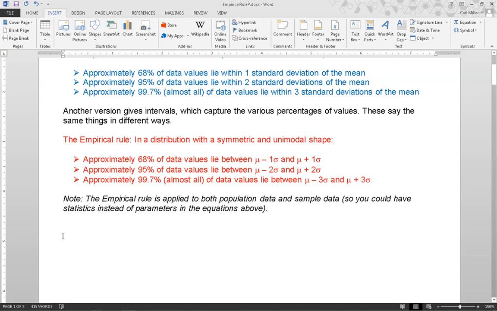Note, the empirical rule is applied both to population data and sample data. So you could have statistics instead of parameters in the equations above.